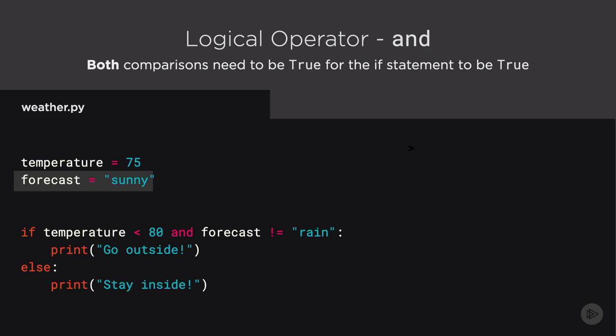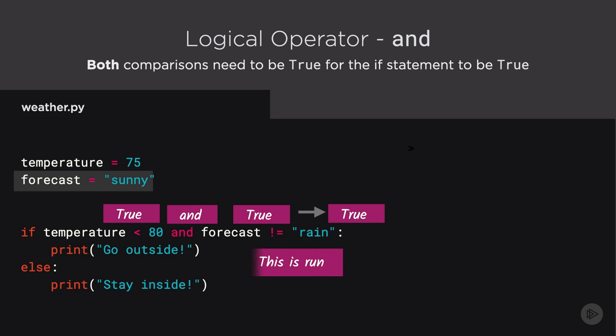Now we updated the forecast to be sunny. The temperature is still 75, which is less than 80, which is true. And if we check the forecast, it's not equal to rain, so we also get true there. So the overall if statement is true and true, which evaluates to true. So this time, print go outside would be run.